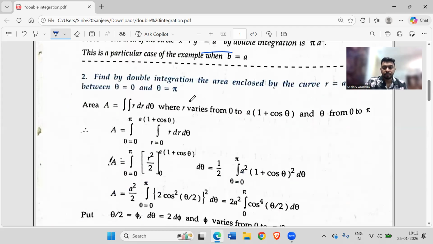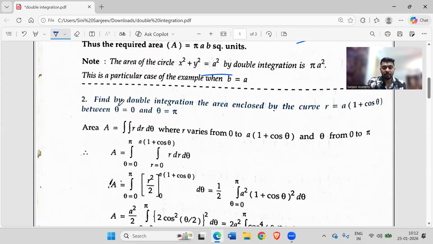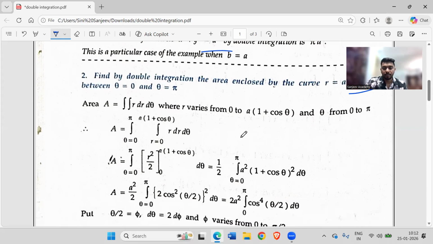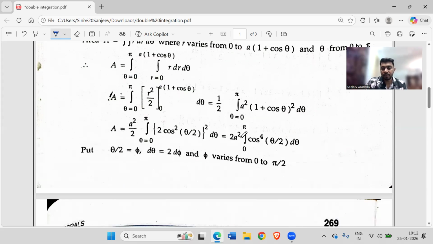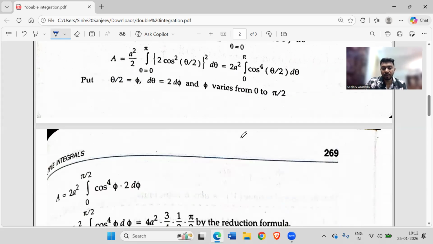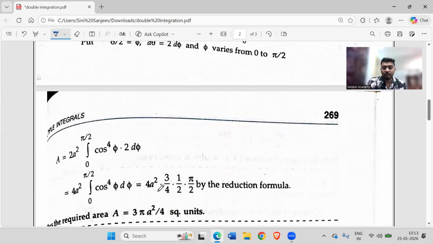Then one more question. Find, by double integration, the area enclosed by the curve r is equal to a into 1 plus cos theta. I think you can try this question. Then if any doubt is there, you should come back to me. Why? Up to this, everyone will be thorough in this question. I'll explain from the last part here, because this is where everyone will get doubt.